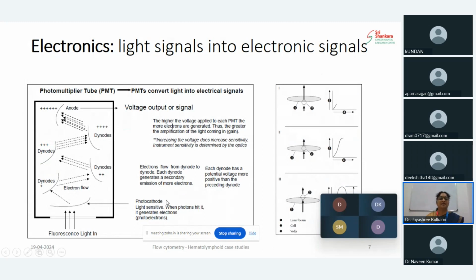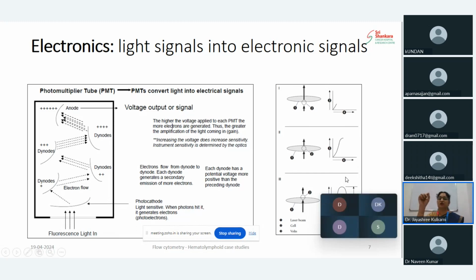Now, what happens is, whenever the fluorescence light comes in, the photons get hit by it and they generate electrons. Now, these electrons flow from one dynode to another, and each time they pass from one dynode to another, they gain more and more energy. And the more energy, the bigger the spike. So every single cell that passes through that line will produce one wave like this.